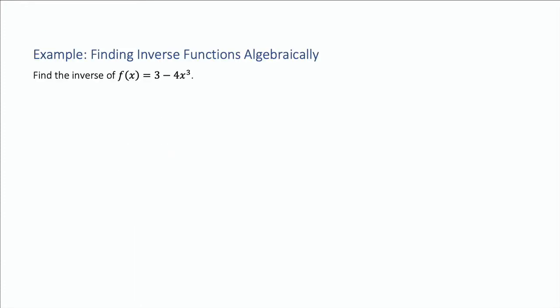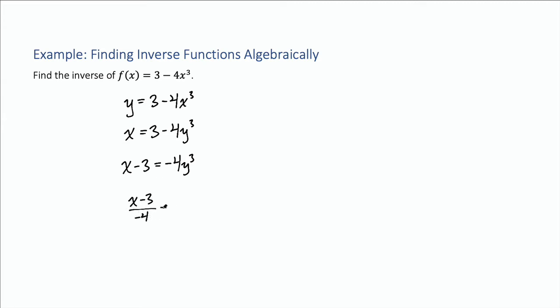Let's do another one. Find the inverse of f of x equals 3 minus 4x cubed. So we start off with y equals our function. Then we switch x and y. x equals 3 minus 4y cubed. Now we want to get y by itself. Subtract 3 from both sides, and we get x minus 3 equals negative 4y cubed. Then we need to divide by this negative 4. So x minus 3 over negative 4 equals y cubed.